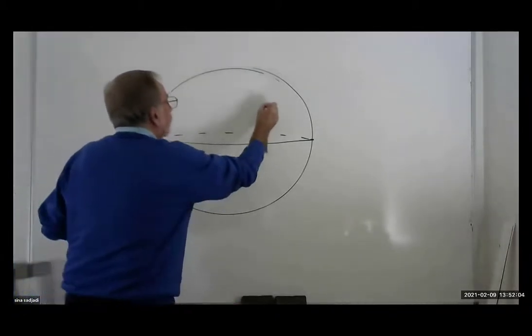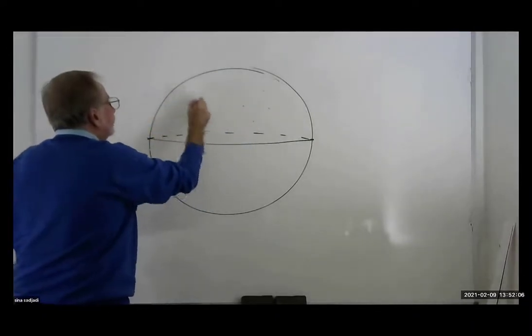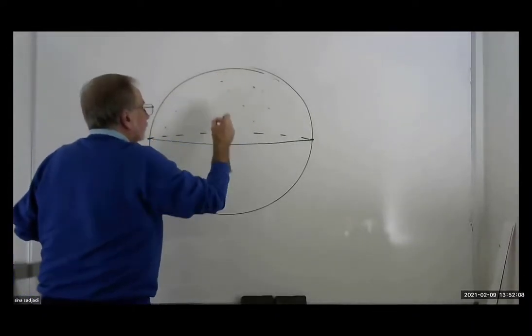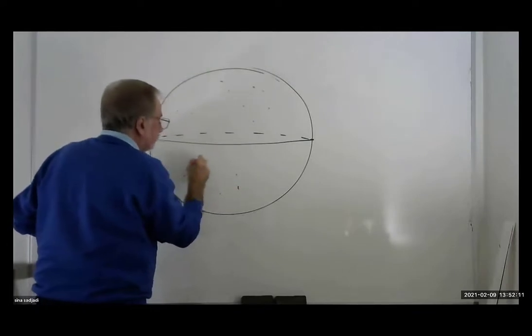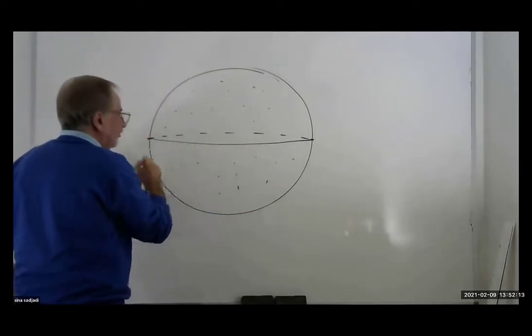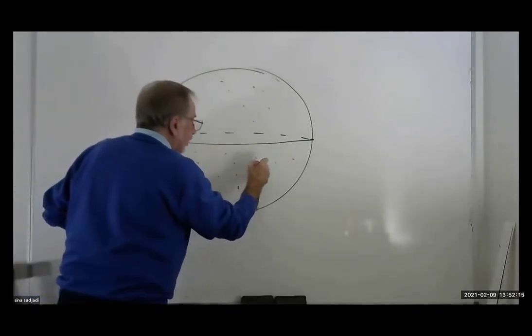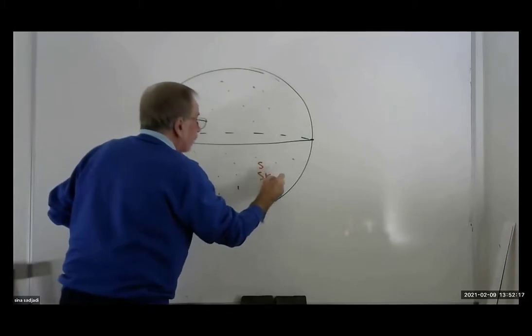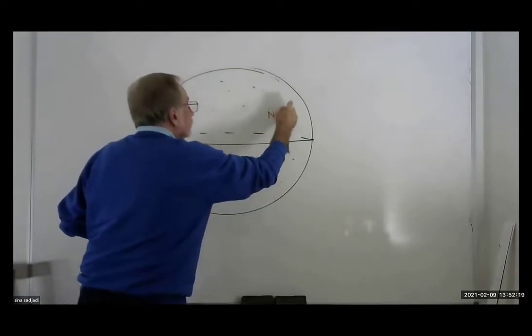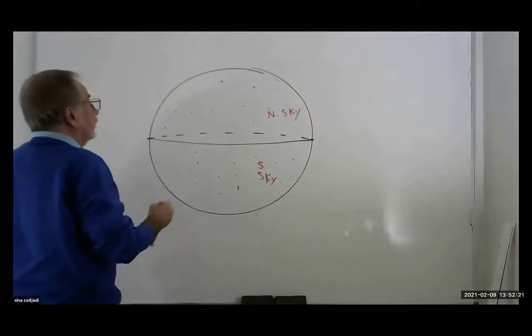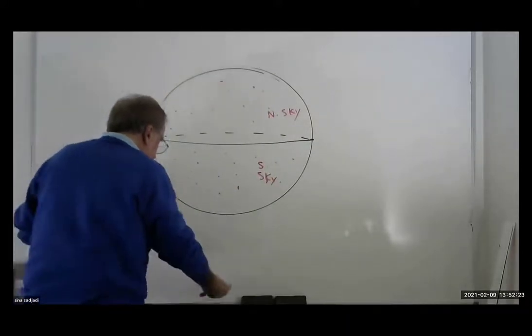Here's some stars. Northern Hemisphere stars, yay! There's Northern Hemisphere stars. Southern Hemisphere stars, so this is Southern Sky. Northern Sky. Yay! And then we have the Earth.